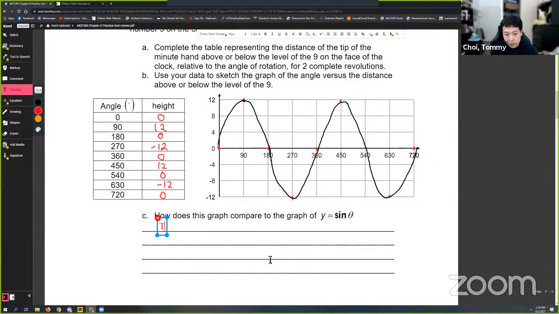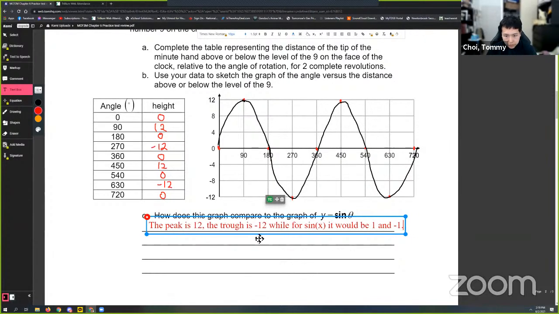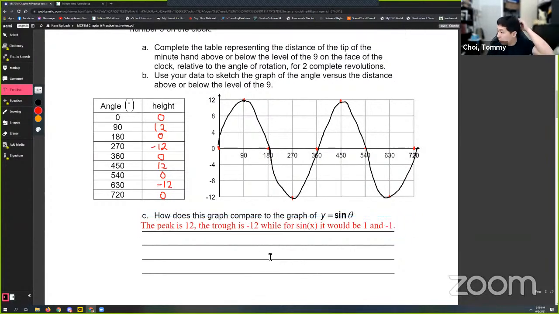The peak is 12, yes. The trough is negative 12, right? While for sine theta, well, I can't really write theta here on my calculator, but for sine, I'll just use sine x. It would be 1 and negative 1, right? So for sine x, the peak and trough would be 1 and negative 1. And then Brooke mentioned in chat, for this one though, the peak is 12 and the trough is negative 12. So it's a little bit different there.